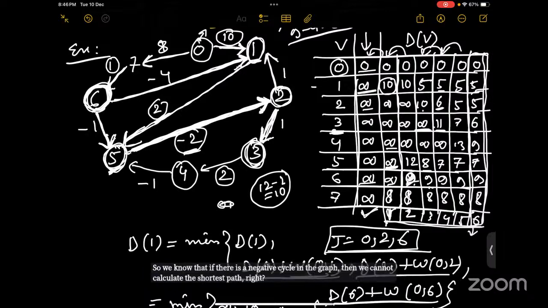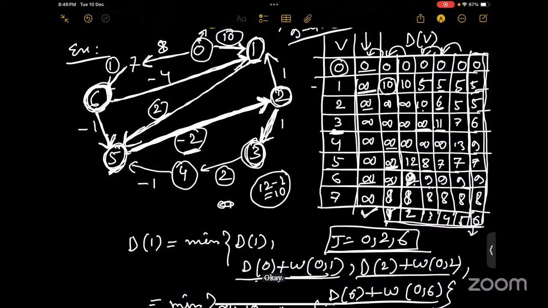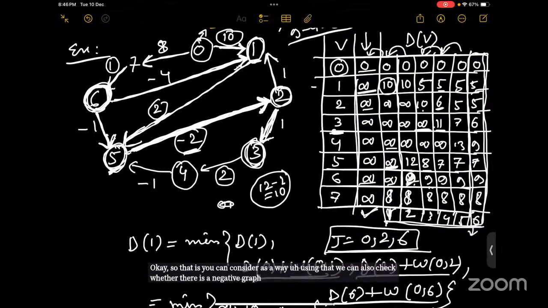right? Okay, so you can consider that as a way, using that we can also check whether there is a negative cycle in the graph or not. Okay, so this is the process. This process is the Bellman-Ford algorithm, and using this we can calculate the shortest distance from the source to any of the vertices, even if there are some negative weights present in the graph. Okay, so any doubt regarding the algorithm?